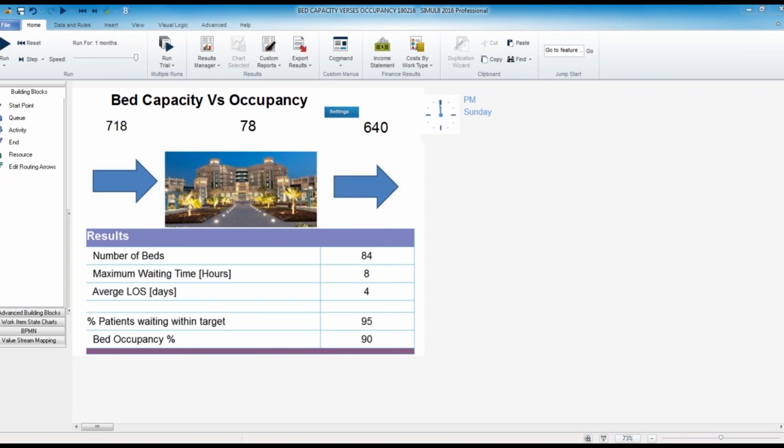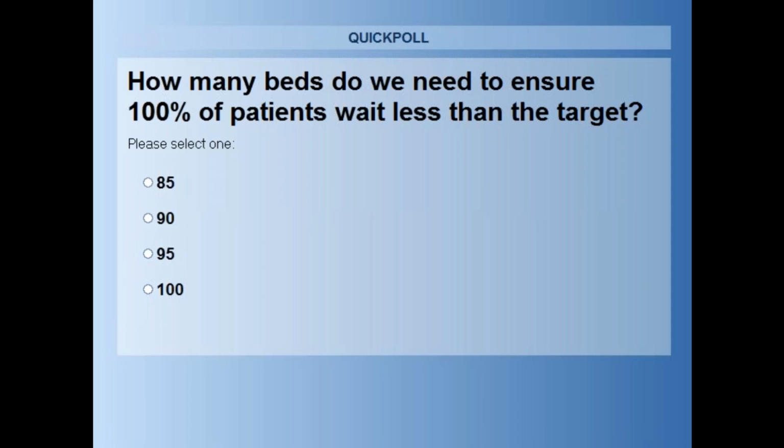So the next part is a couple of questions we're going to ask you. So the question which you'll do now in the voting poll is how many beds do we think we need to ensure that 100% of our patients wait less than the target? So we're going to ask you just to choose one. So you can vote now, I think.